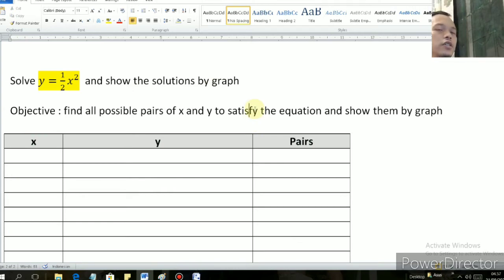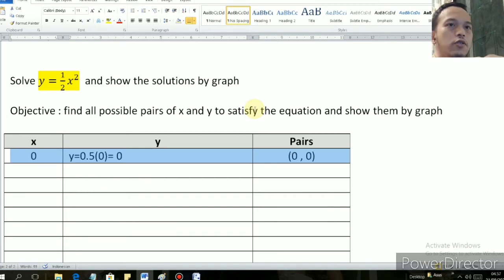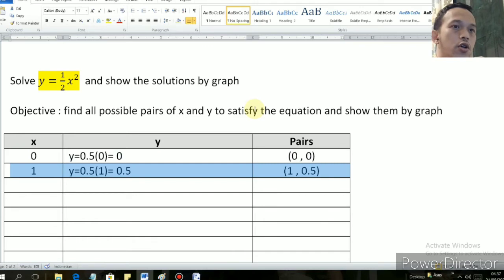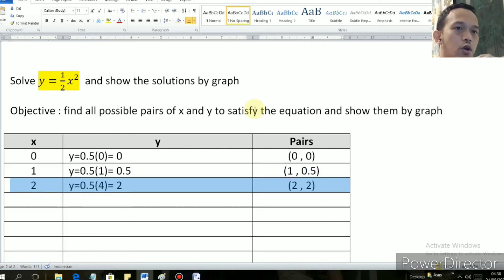So let's begin. Since there is no specified domain stated here, we can assume again we use real numbers. So you can start with any real number to replace your x. Now let's start with 0. If I put 0 there, my y will be 0 also. So the first pair, the first solution that can satisfy this equation, is 0 comma 0. If I continue to x equals 1, I will find that y equals 0.5. So this is my second pair, 1 comma 0.5, and so on.